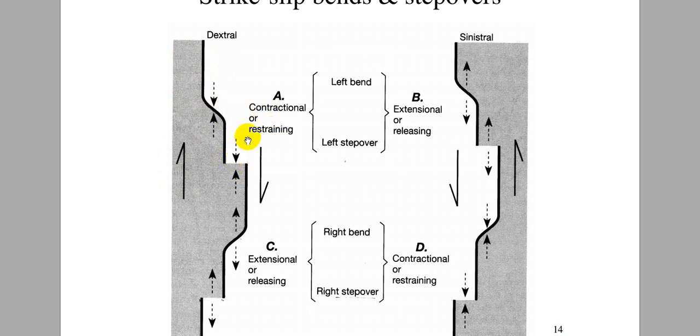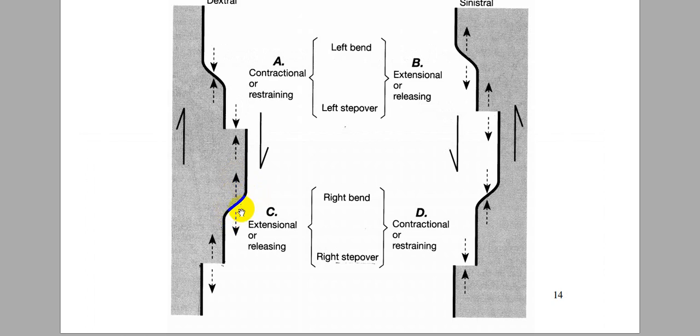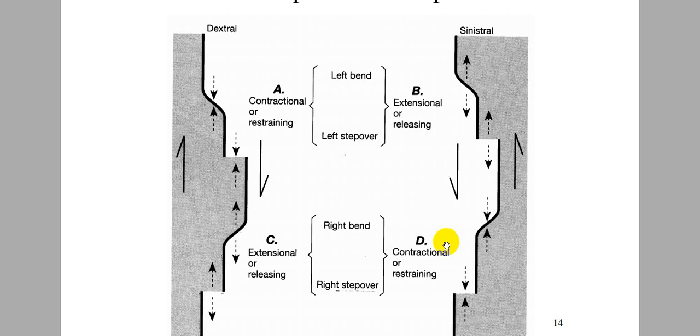Here, this white area is moving towards me. This is called a contraction step over, not a bend, because there is no linkage. So it's a step over compression zone. Here, this black area is moving up and this white area is moving down, so this bend is subject to extension or release. It's called a releasing or extensional bend. Here is an extension step over. On the other side, it will have the same geometry but reversed.